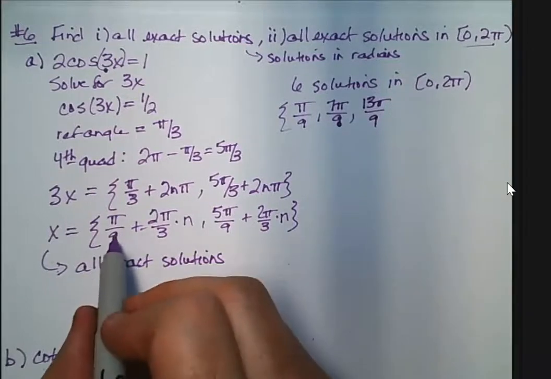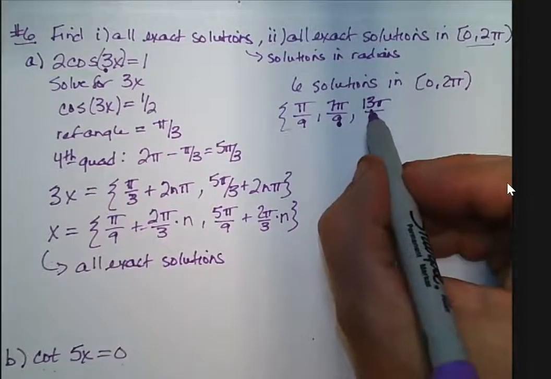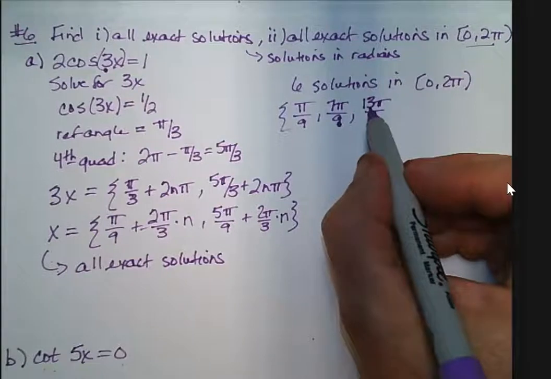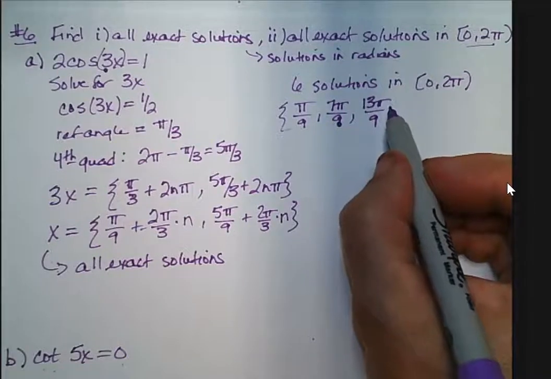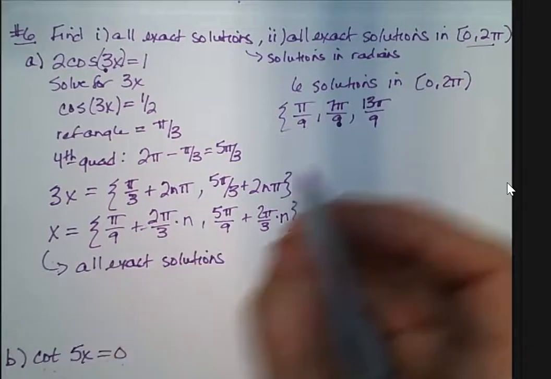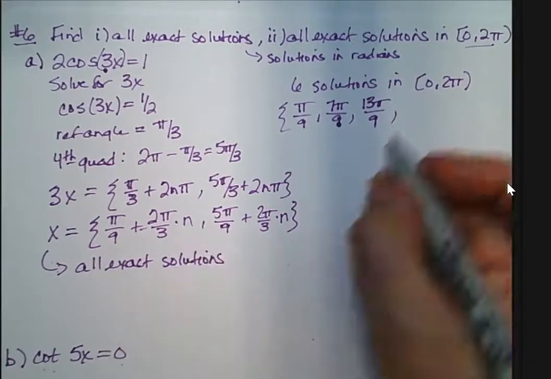That should be all the ones that I'm going to get from this one. I can check that because if I add on another 6 pi over 9, that would give me 19 pi over 9, and that's more than 2 pi. So those are all the ones from this one. Now I'm going to start with this one.